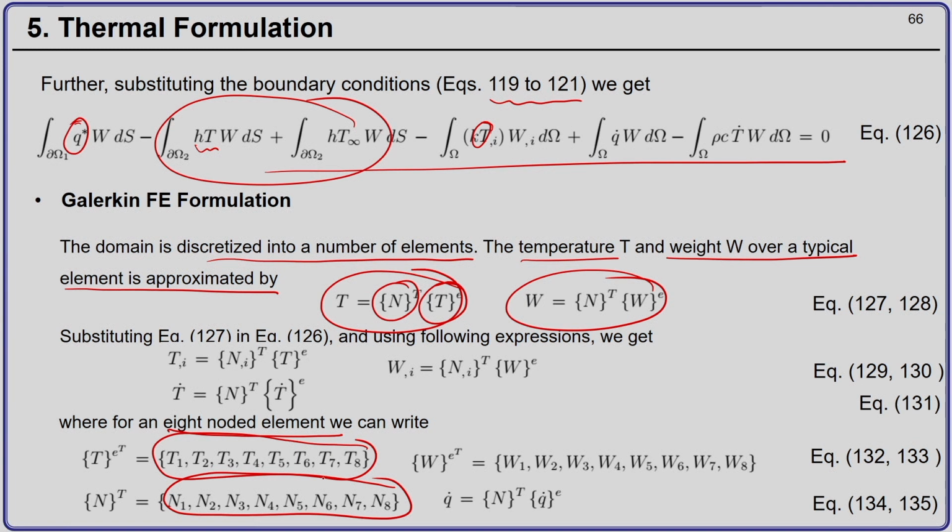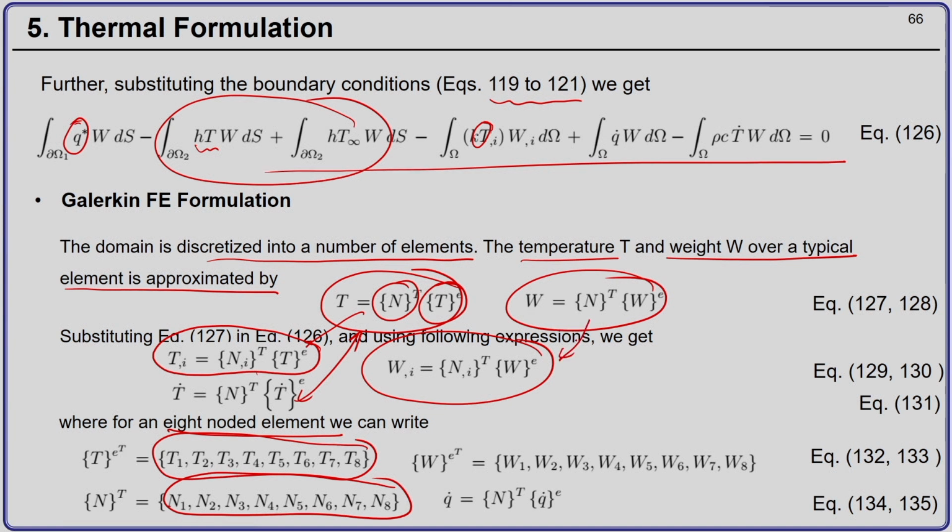Okay. Therefore, you can write the derivative of temperature with respect to spatial coordinate x like this, okay, and the time derivative of T can be written like equation 131, and the gradient of W is obtained like this.